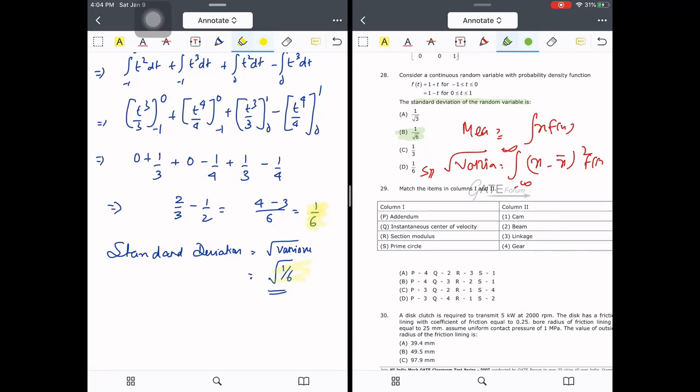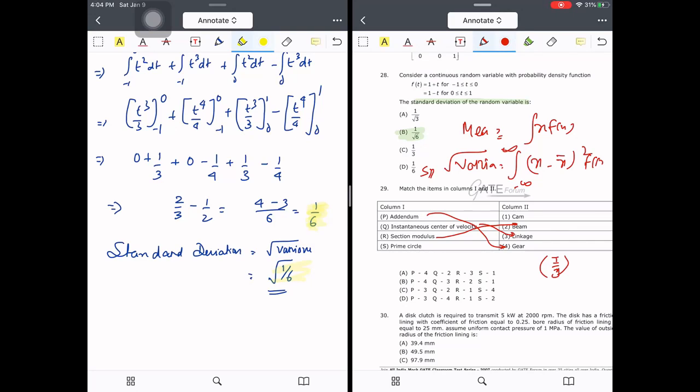Okay, now question number 29. No, I think question number 29 was intentionally skipped. Okay, where is the addendum used? Addendum is actually used in gears. Instantaneous center velocity, I think this term is used with linkages. Section modulus, we generally deal with in beams while calculating the bending stress.